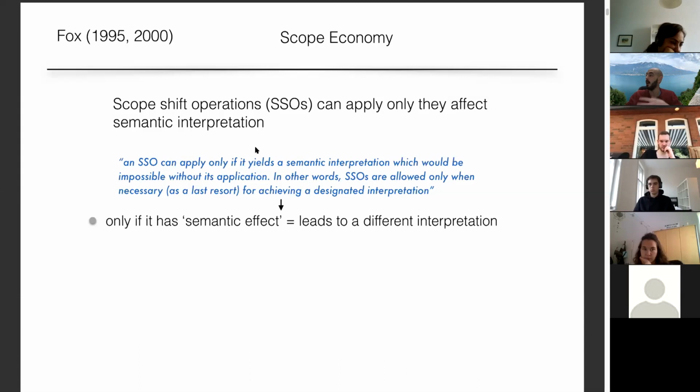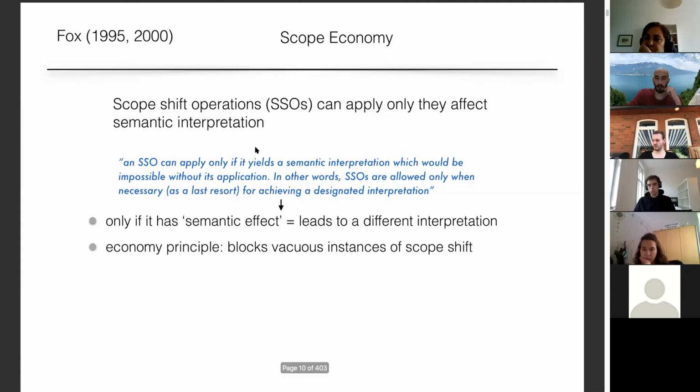So this last resort idea is to be applied to the very same sentence. It does not allow you to overtly make these operations, but the idea is that you cannot achieve a designated interpretation with that particular sentence without cheating, okay? Right, so the economy principle says it blocks vacuous instances of scope shift.